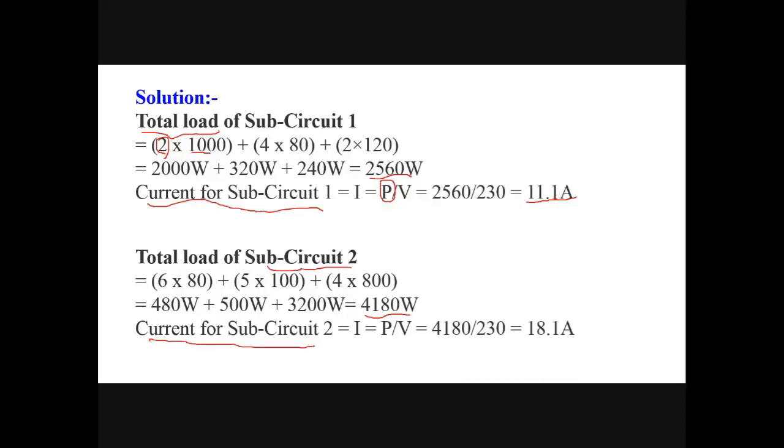We have to find the current for sub-circuit number 2, because they have asked to find the circuit current for each circuit. The same formula applies: I equals P upon V. P is 4180 divided by V, which is 230, the common voltage. After this division, we get the current as 18.1 ampere. So here your half numerical is finished.